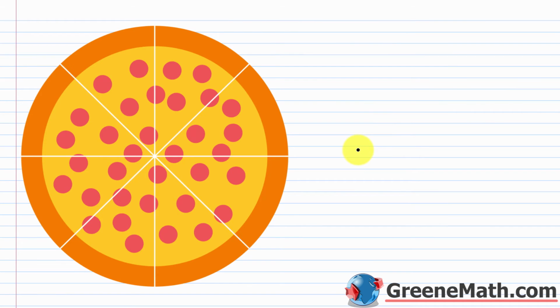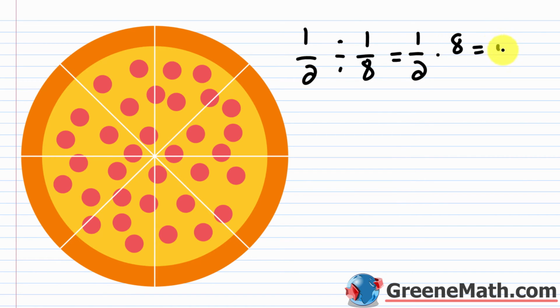All right, let me give you a visual explanation in terms of why 1/2 divided by 1/8 ends up giving you 1/2 times, take the reciprocal of this, it's 8. So this ends up giving you 8 over 2, which is 4. Okay, so we've seen this already using the complex fraction method.